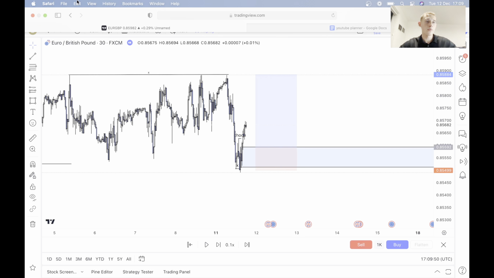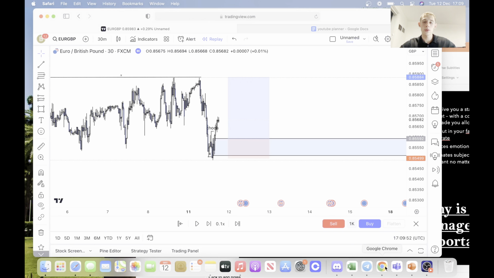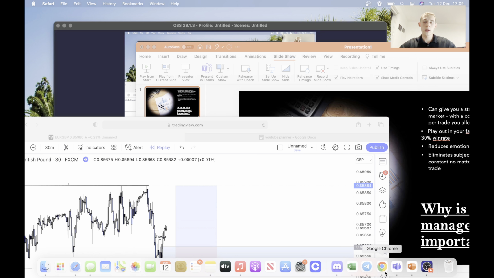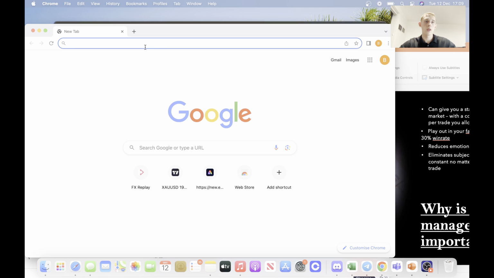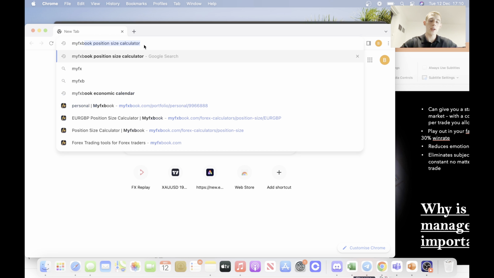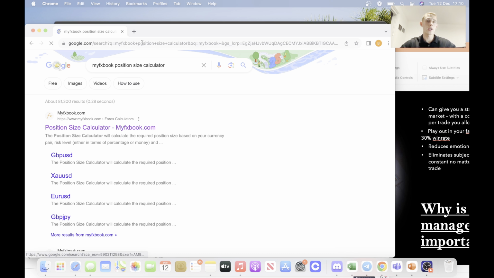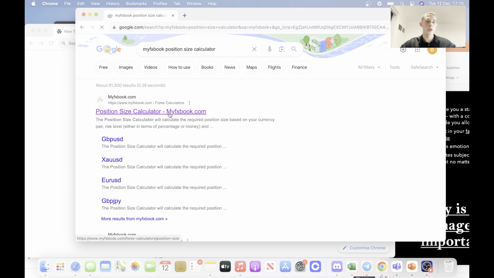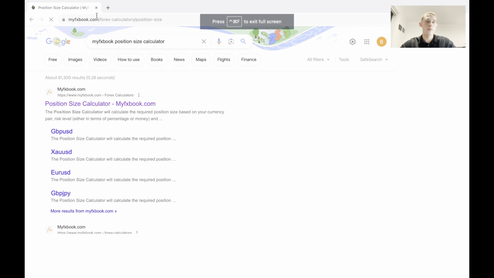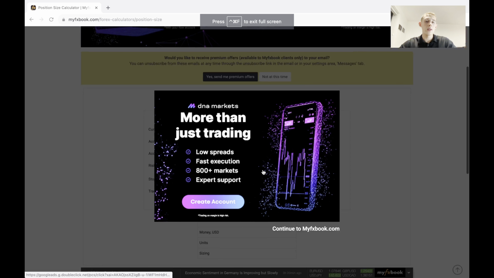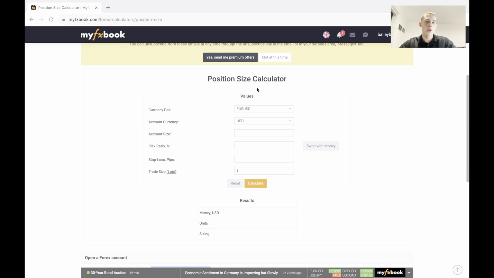So what we do is we pull up this, we type in MyFXBook position size calculator. This is completely free as well. Go to the MyFXBook website and we see that this software comes up. So what we want to do is simply follow the instructions and input the correct values.